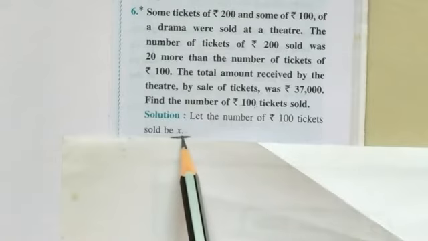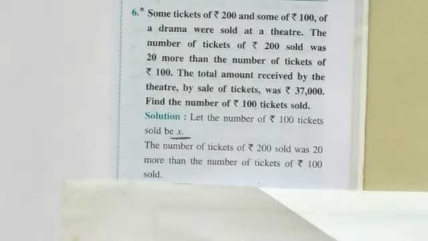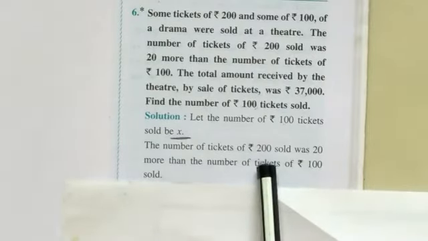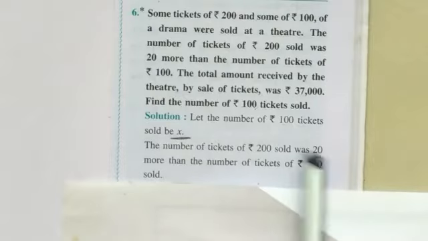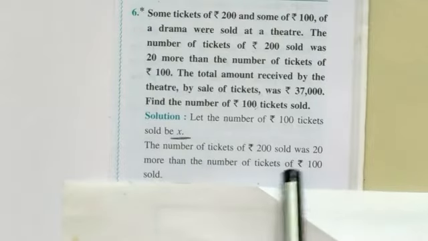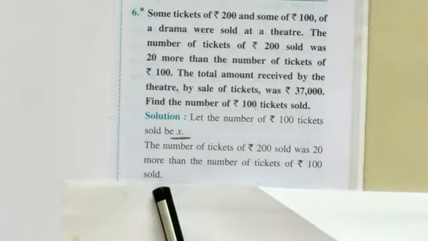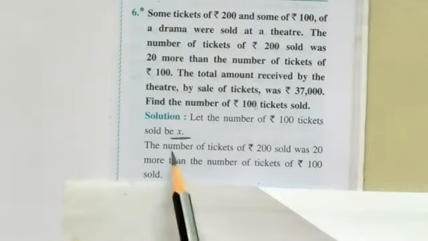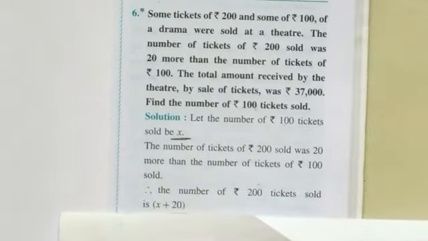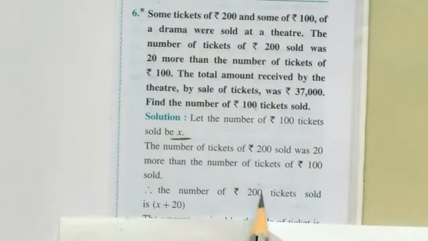So let's assume it as x first of all. Then let's write what is given into the answer, that is the number of tickets of rupees 200 sold was 20 more than the number of tickets of rupees 100 sold. That we have to write systematically into the answer at first, and then therefore the number of rupees 200 tickets sold is x plus 20.